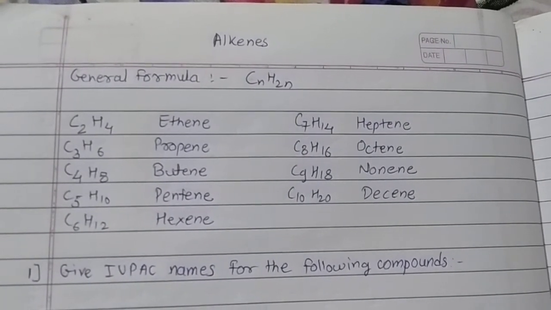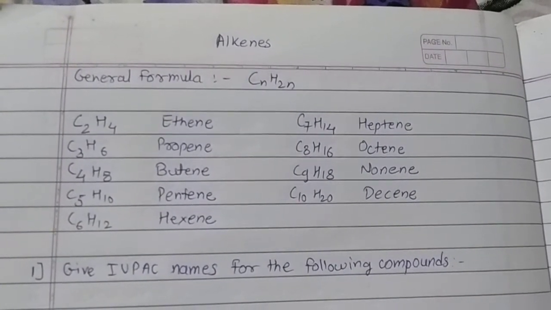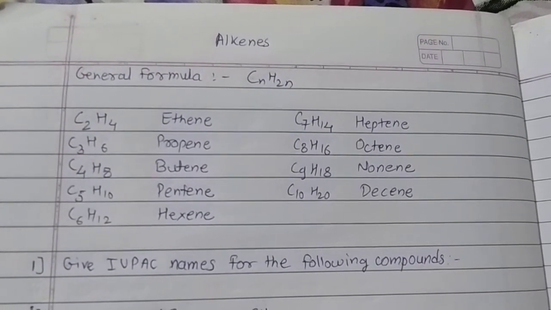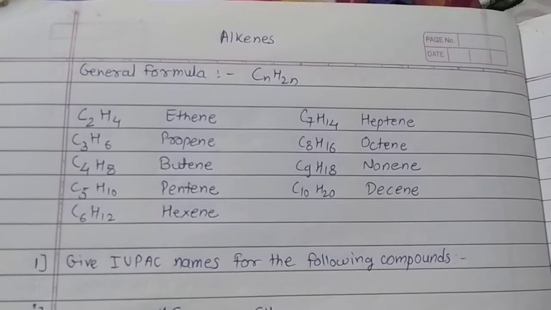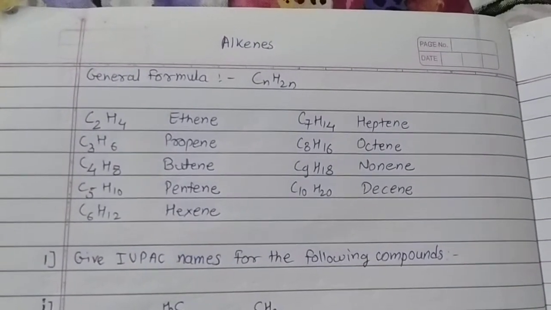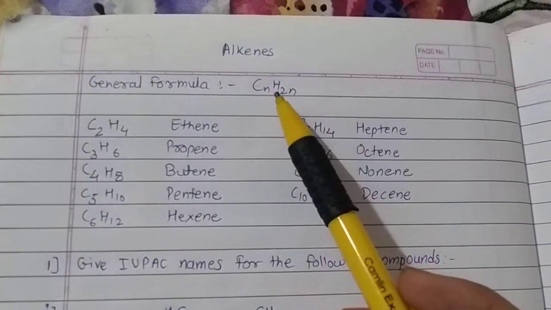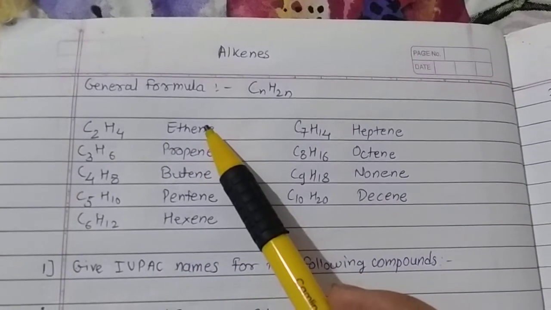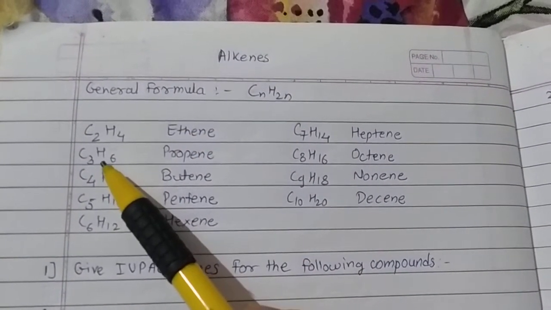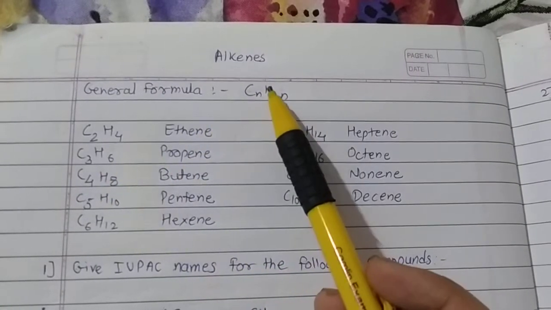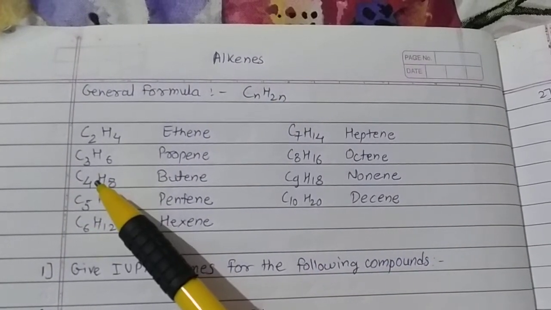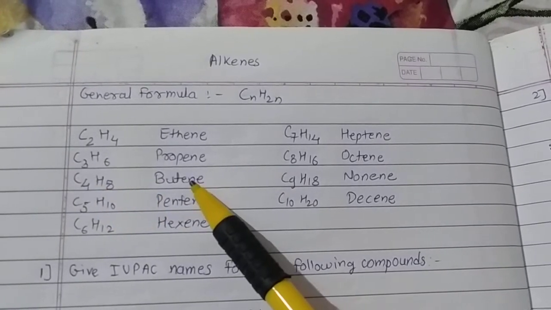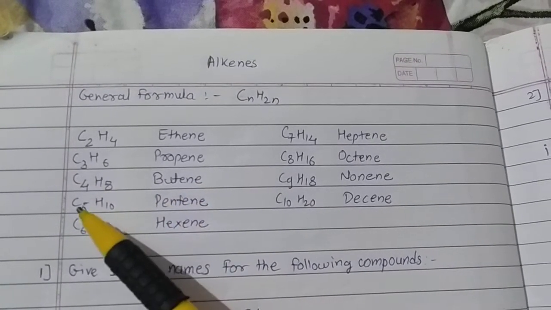Hello guys, today we will see nomenclature of alkenes. So general formula of alkene is CnH2n. So we'll start from ethene. When we put n is equal to 2, we get C2H4, that is ethene. For n is equal to 3, we'll get C3H6 for propene. For butene, n is equal to 4, so C4H8 for butene, and so on.